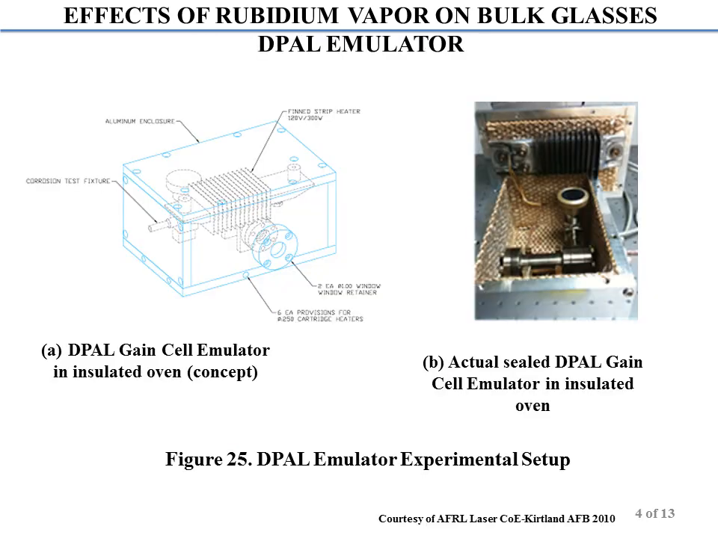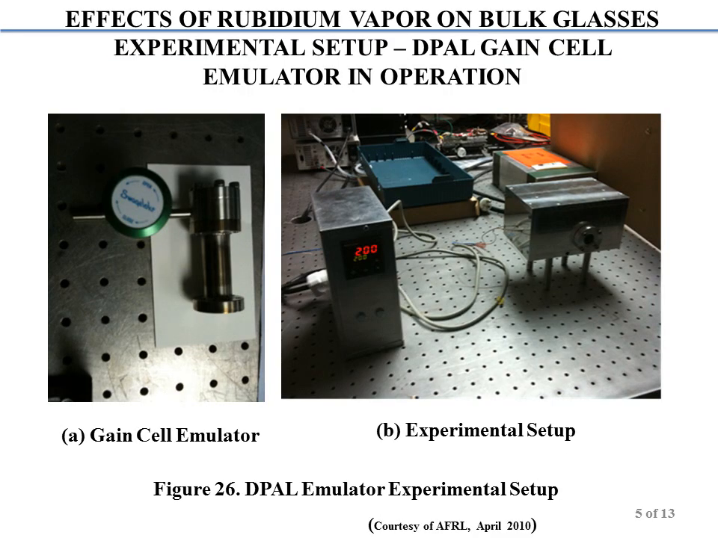The next slide shows the DPAL emulator design. To the left, you have an aluminum enclosure, stripped heater, a corrosion test fixture, and a retainer, and the ability to observe the emulator inside the sealed oven. So as you can see, the small form factor of the gain cell emulator is to the left.